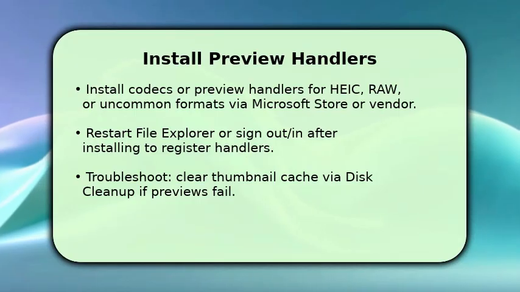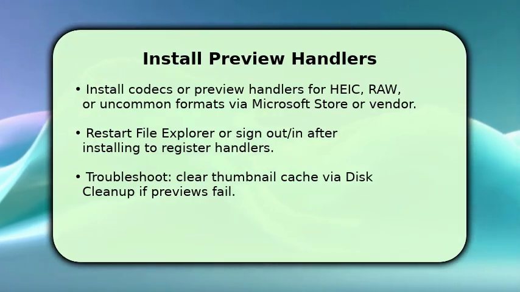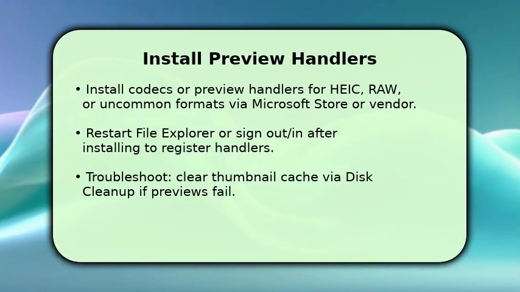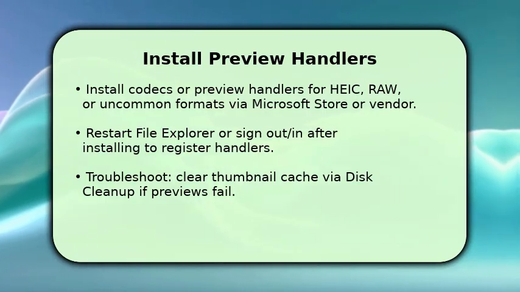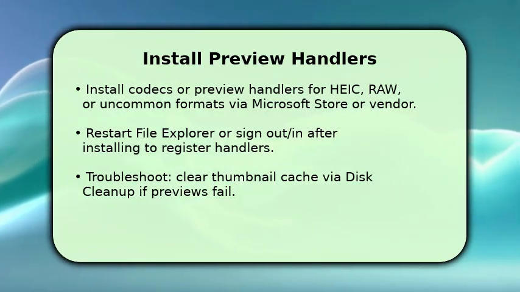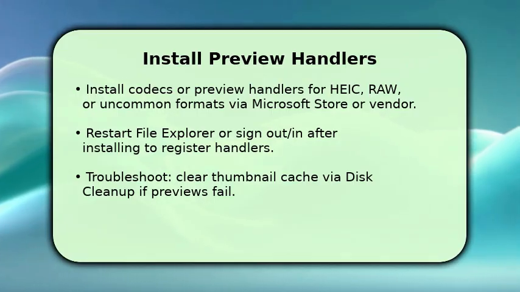Finally, handle uncommon image formats by installing preview handlers or codecs. If you use HEIC or Camera RAW files, get the appropriate extension from the Microsoft Store or the camera maker. This lets the preview pane and thumbnails render those files.